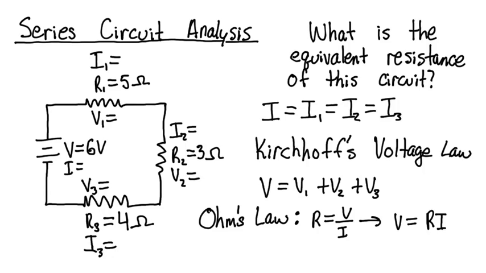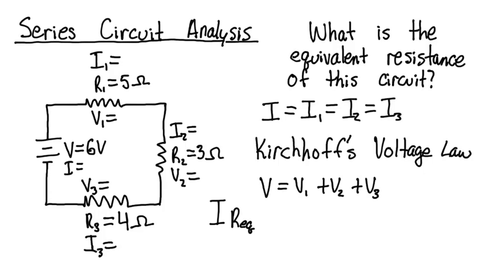We can use this fact to rewrite the Kirchhoff's law equation in terms of resistances and currents. The voltage through the battery will be the current through the battery multiplied by the equivalent resistance. Remember that this is the resistance of the circuit if the 3 resistors were replaced by a single resistor to cause the same current. Ohm's law can also be applied to each individual resistor, and so each resistor voltage drop can be written as the product of the current through that resistor and the resistor value.